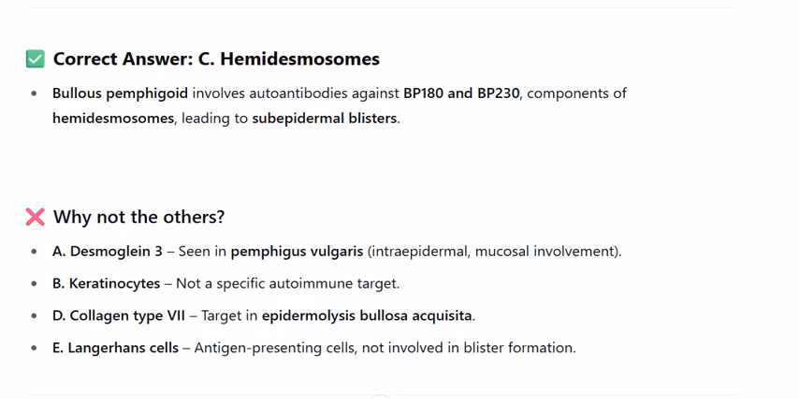Why not the others? A. Desmoglein 3, seen in pemphigus vulgaris, intraepidermal with mucosal involvement. B. Keratinocytes, not a specific autoimmune target. D. Collagen type 7, the target in epidermolysis bullosa acquisita. E. Langerhans cells, antigen-presenting cells, not involved in blister formation.